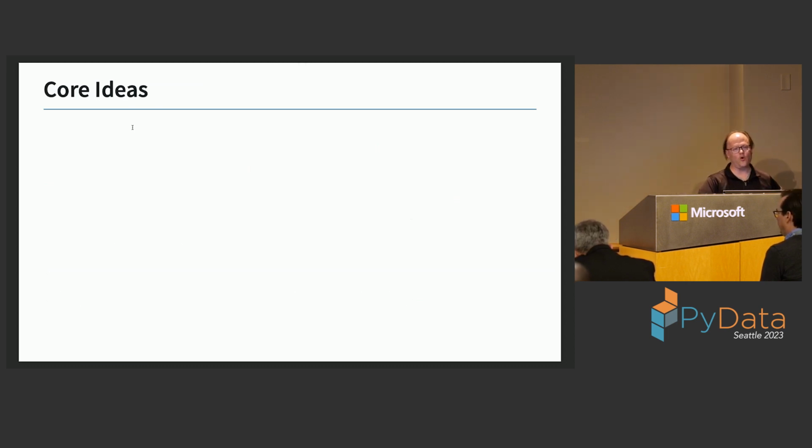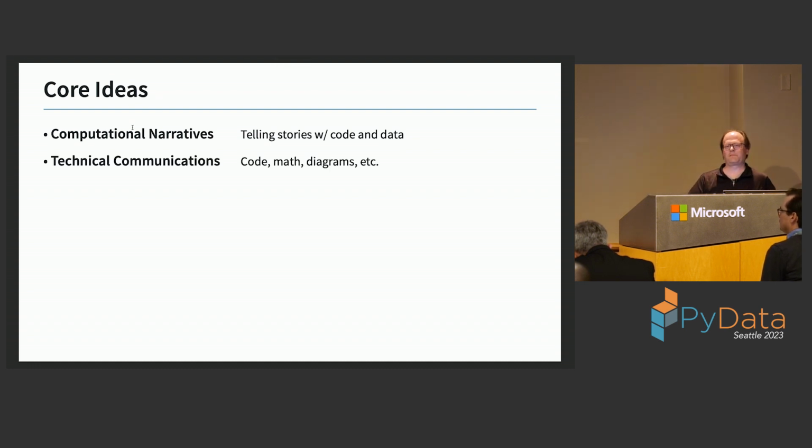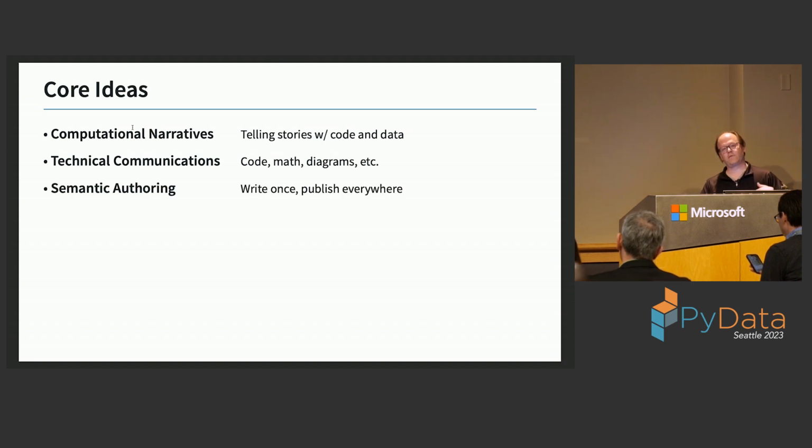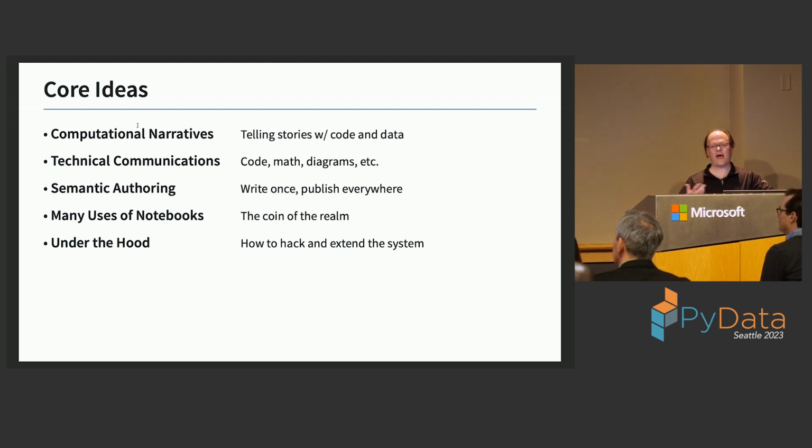So the core roadmap for what I want to cover in today's talk: I want to talk a little bit more about supporting the idea of computational narratives, talk a little bit about the specific requirements around technical communications. This is distinct from writing in Gmail or writing a Google Doc. We deal with lots of special types of content and assets when we do technical communication. This idea of semantic authoring, where we can write once and publish in many places. A little bit more getting into notebooks, the pros and cons and different uses and ways they can be melded and tooled. And then a little more about how the system works and how you can hack and extend it and make it do exactly what you want it to do.